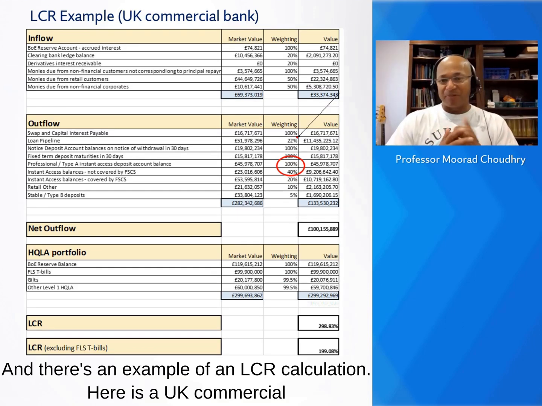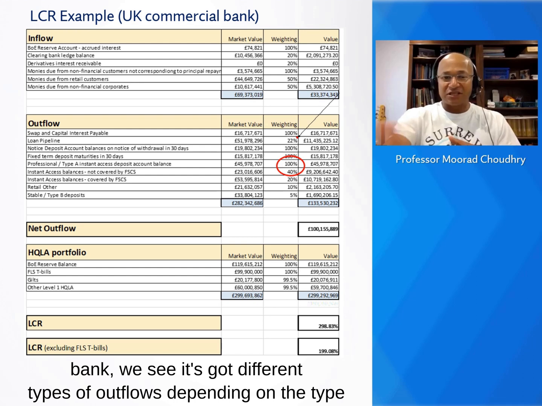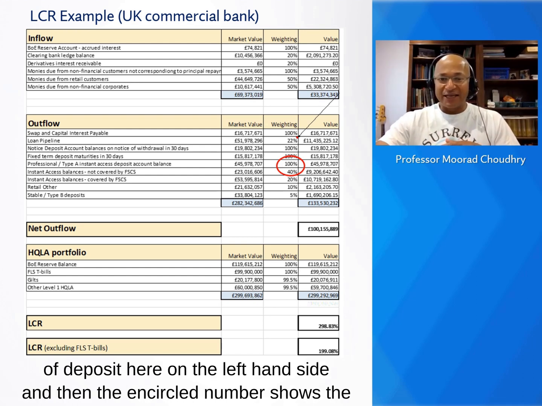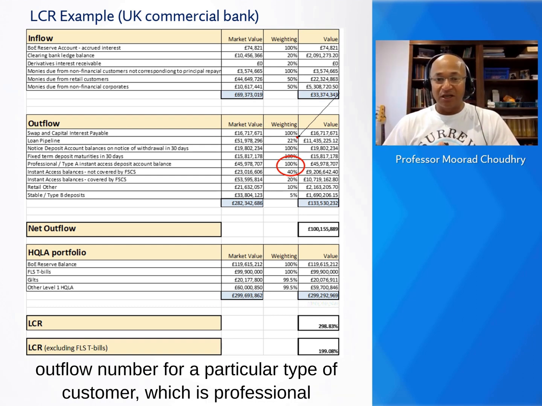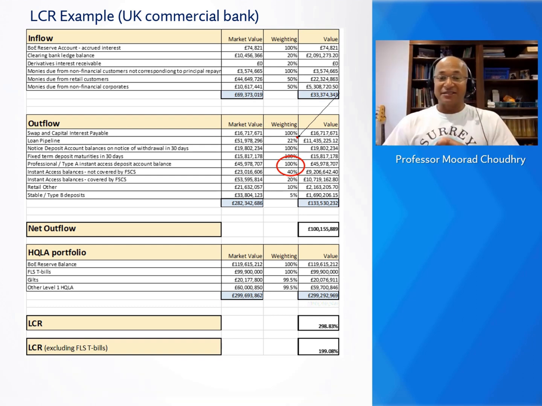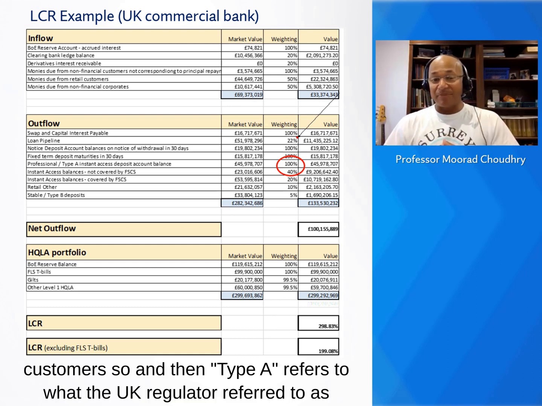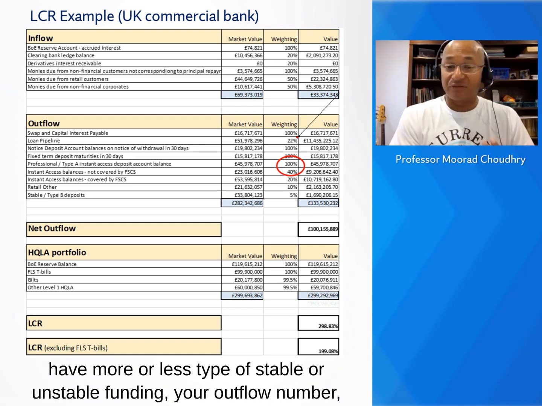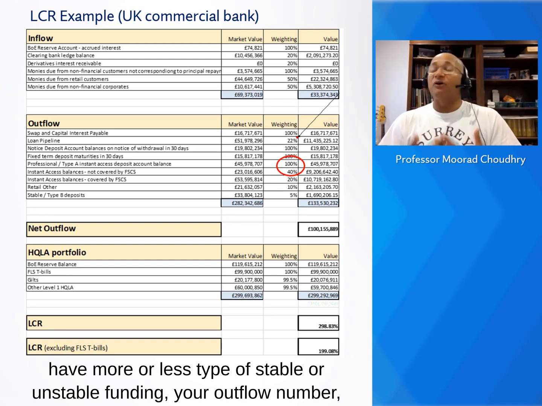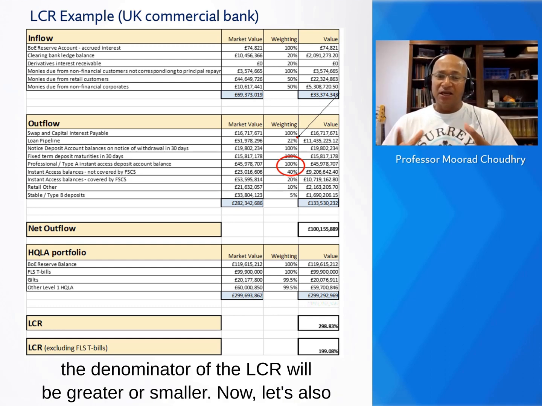Okay, and there's an example of a calculation. We have a calculation here as a UK commercial bank. We've seen it's got different types of outflows depending on the type of deposit here on the left-hand side, and then the encircled number shows the outflow number for a particular type of customer, which is professional instant access, professional customers. And then the type A refers to what the UK regulator referred to as unstable deposits. So, depending on how your funding structure is set up, if you have more or less stable or unstable funding, your outflow number, the denominator of the LCR, will be greater or smaller.